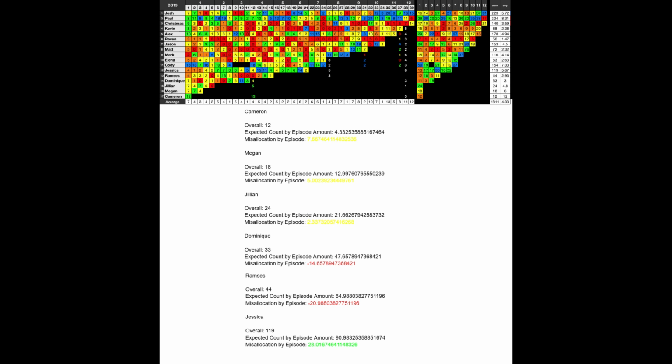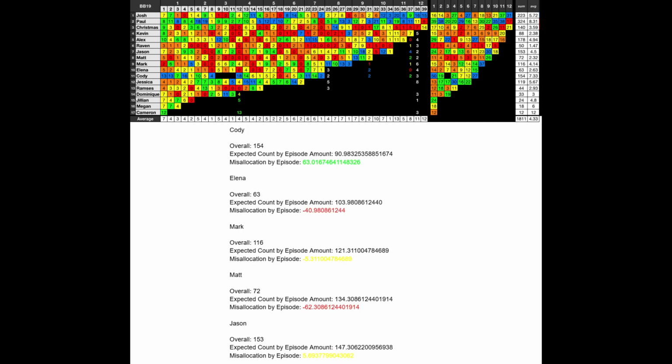Jessica got 119 diary rooms, and her expected count by episode amount is 90.98, causing for a 28.01 misallocation, which makes sense since she was a huge part of the pre-jury of the season. Cody got 154 diary rooms, and his expected count by episode amount is 90.98. This means that he has a misallocation by episode amount of 63.01, and that means he got definitely about 35 to 40% more diary rooms than he should have had, but it makes sense since he caused a lot of drama in the season.